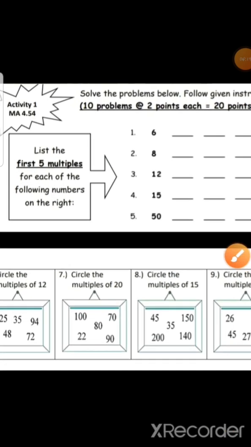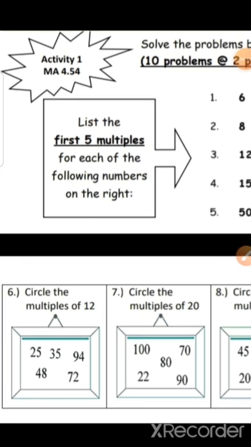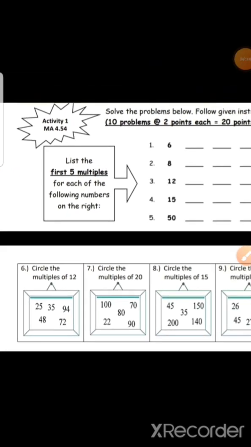Okay? So you need to go ahead and find the multiples of the rest of these numbers by multiplying again by 1, by 2, by 3, by 4, and by 5 only, because I only want you to solve for the first 5 multiples. Now at the bottom here, we have the following activity. It says circle the multiples of 12. 20, 15, and so forth. But we're going to look only at circling the multiples of 12.